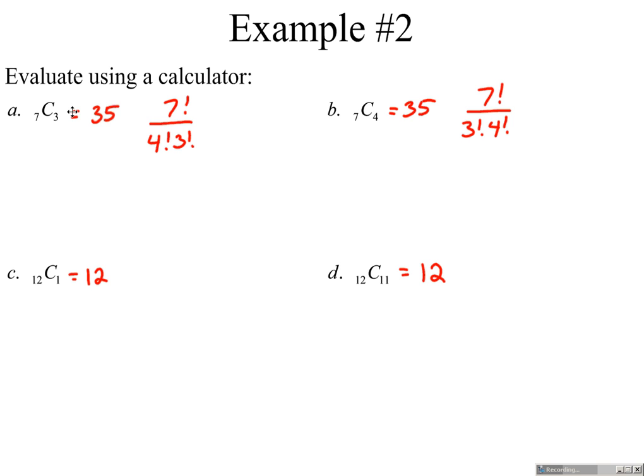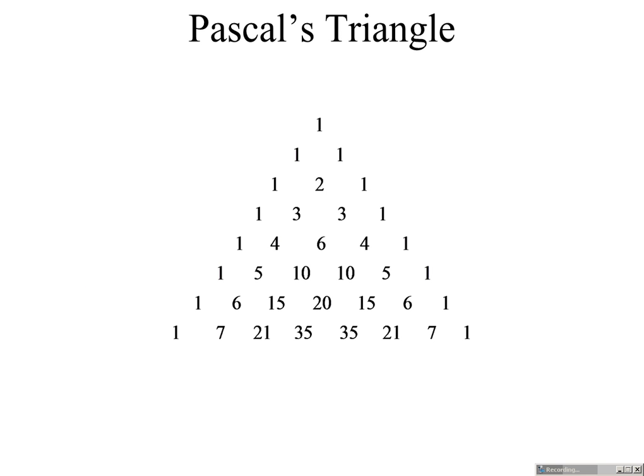Another way besides calculator and doing them out by hand to evaluate combinations is by Pascal's triangle. Here is Pascal's triangle. We start with a 1 up at the top, a 1 in row 2, and then from there we can derive the rest of the triangle from knowing the row above it. This 3 right here is obtained by the 1 and the 2. This 10 right here is obtained by the 4 and the 6. This 5 is obtained by the 1 and the 4, and so on.